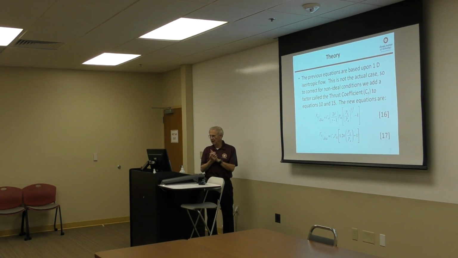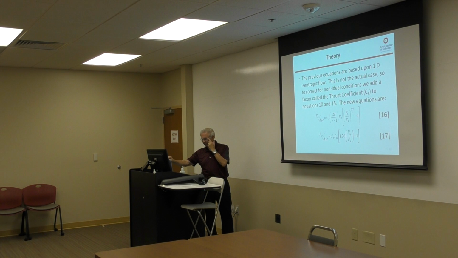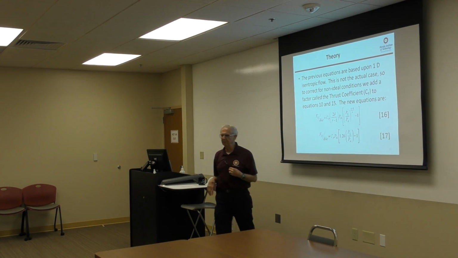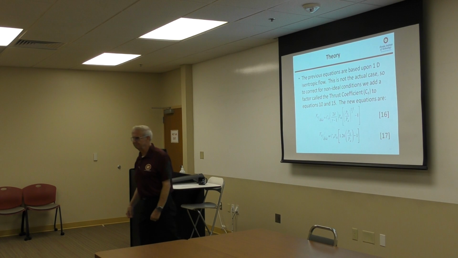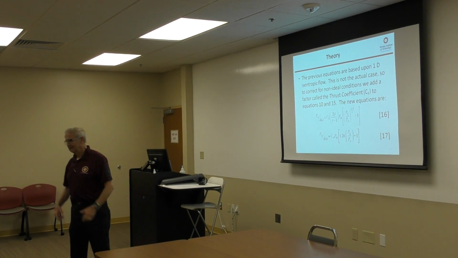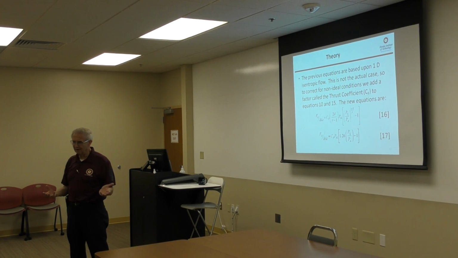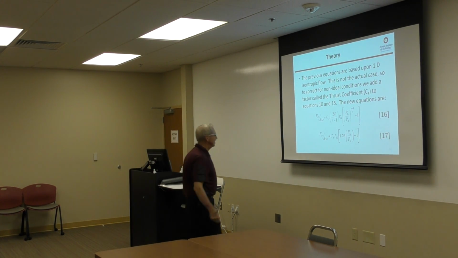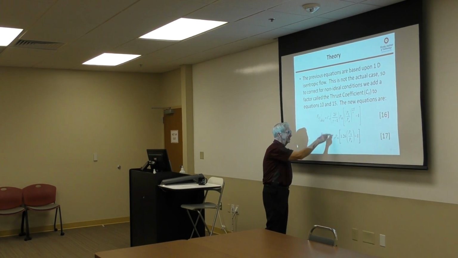That's not an actual case. So to correct for non-ideal conditions, we add a factor called the thrust coefficient. Now, we're very good in engineering about coming up with fudge factors. Okay? When our simple-minded theory doesn't work out right, in goes a coefficient. Okay? In goes a coefficient, and here it is.